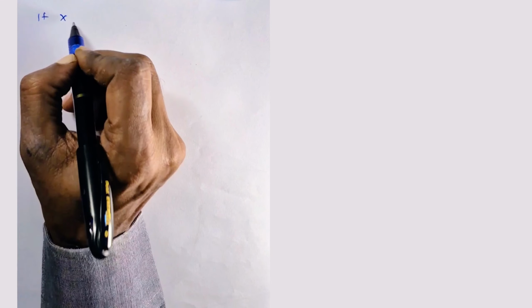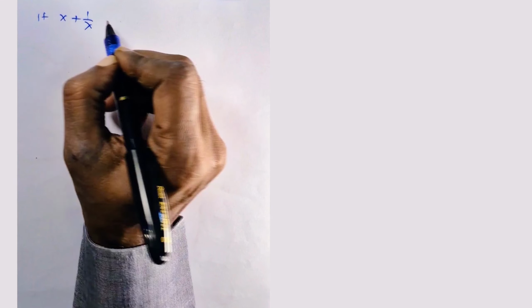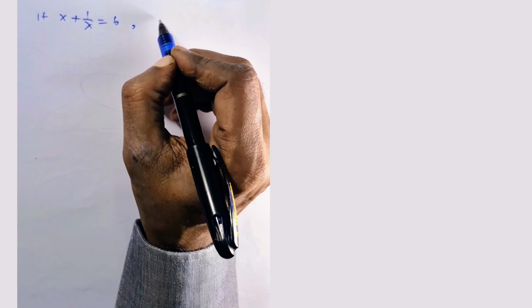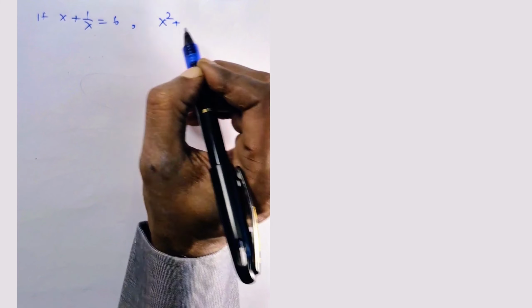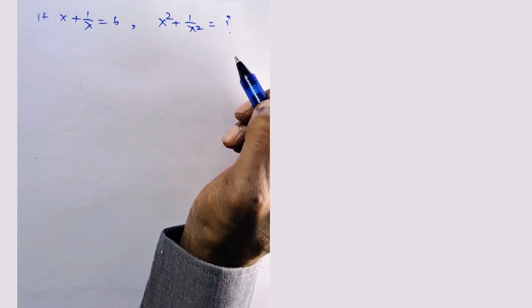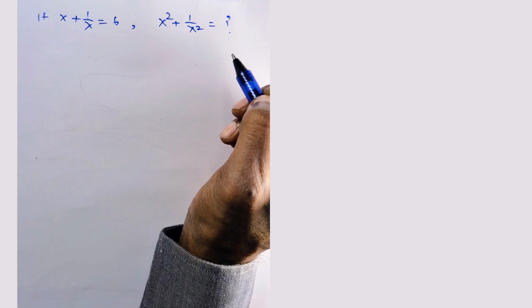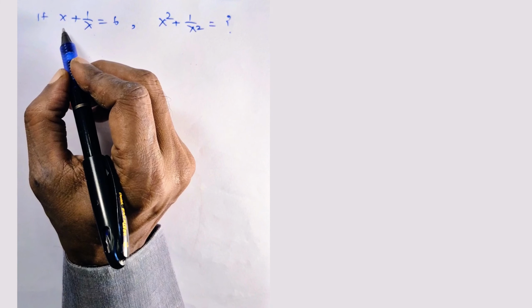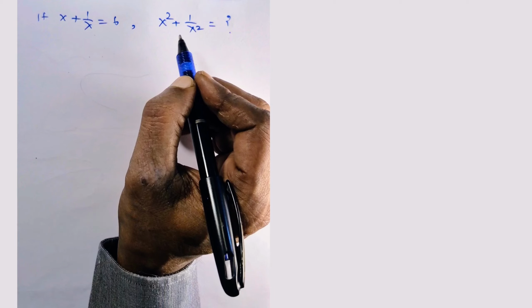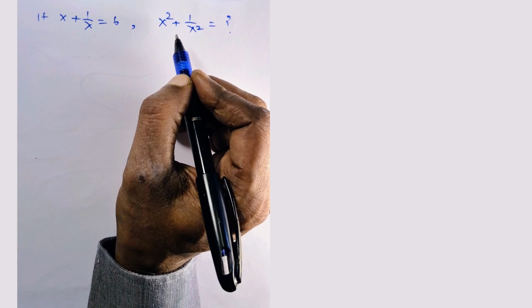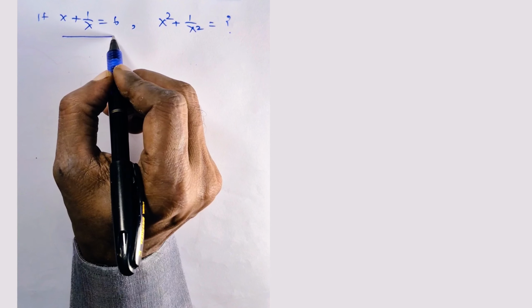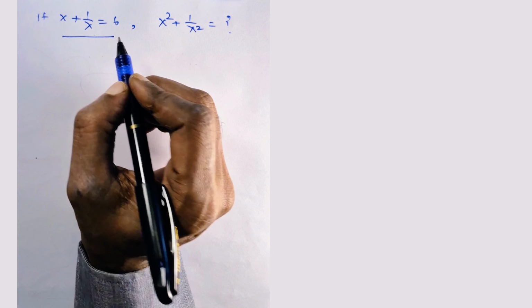If x plus 1 over x is equal to 6, then we have to find x square plus 1 upon x square. Here you may notice that the given has only one power, whereas what is to find has squares. So if we simply square this, we can get squares.